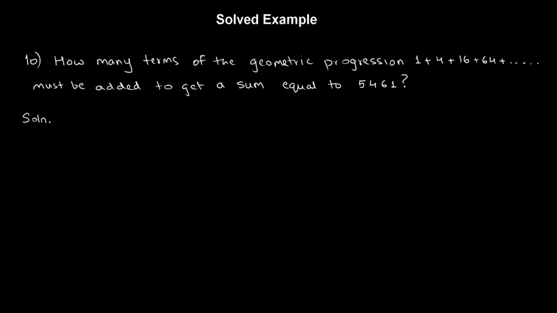How many terms of the geometric progression 1 plus 4 plus 16 plus 64 and so on must be added to get the sum equal to 5461, right? So let's note our parameters of the geometric progression.